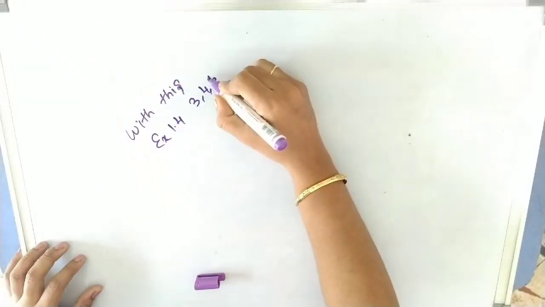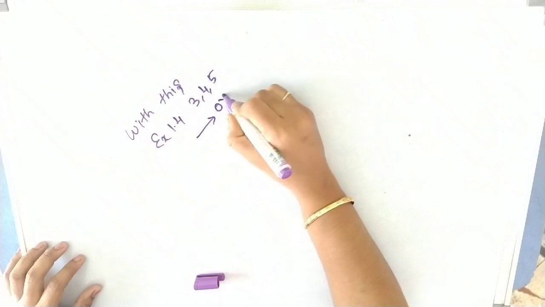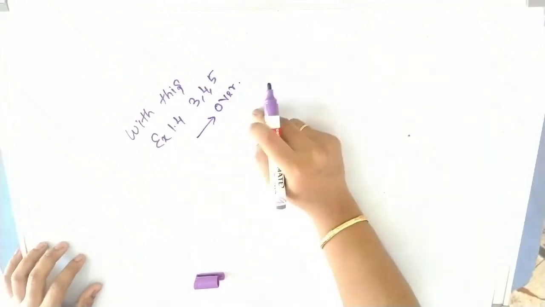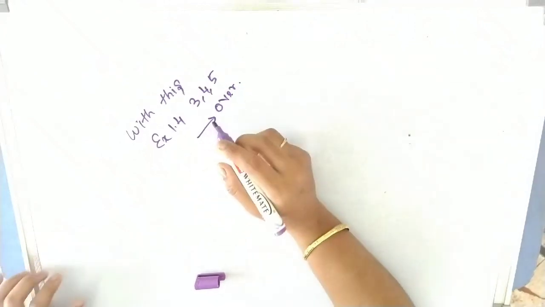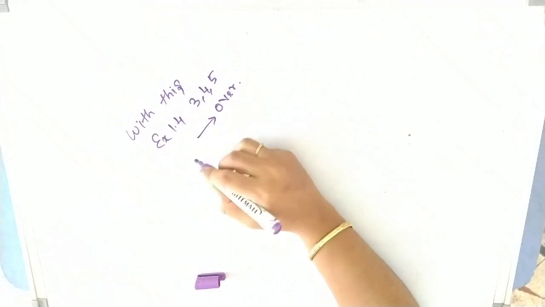Clear? So, with this, exercise 1.4 problem 3, 4, 5 is over. We can see the remaining sums in the next video.